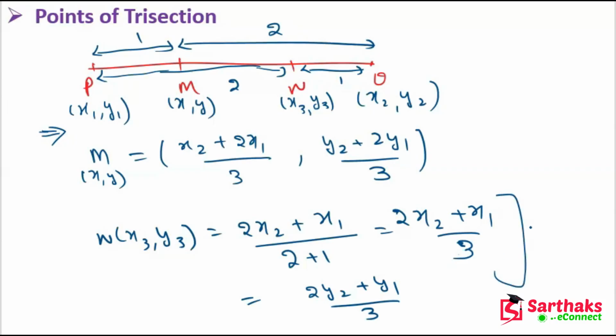I hope you understand these things. So these are our points of trisection. This is how we can find the points of trisection. Okay, so let's move on.